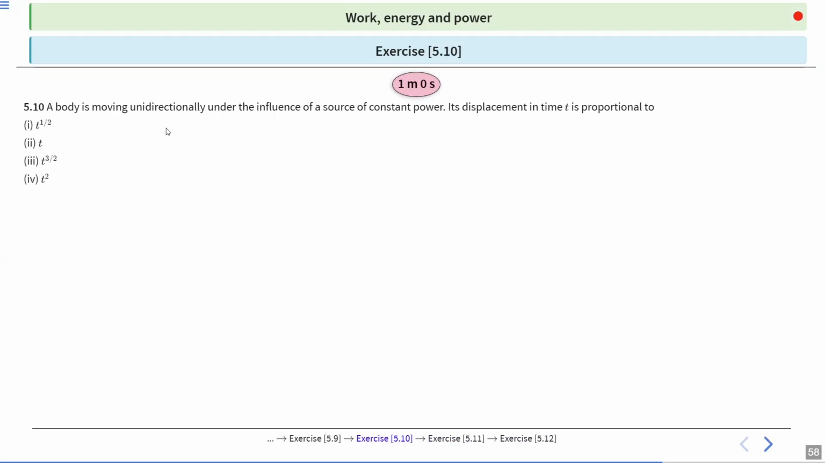A body is moving unidirectionally. Unidirectionally means same direction on a single path. Under the influence of a source of constant power, its displacement in time t is proportional to what? Given options: first t raised to the power 1 by 2, option second t, option third t raised to the power 3 by 2, option fourth t square. So which one is correct? Think about it and please solve this question.